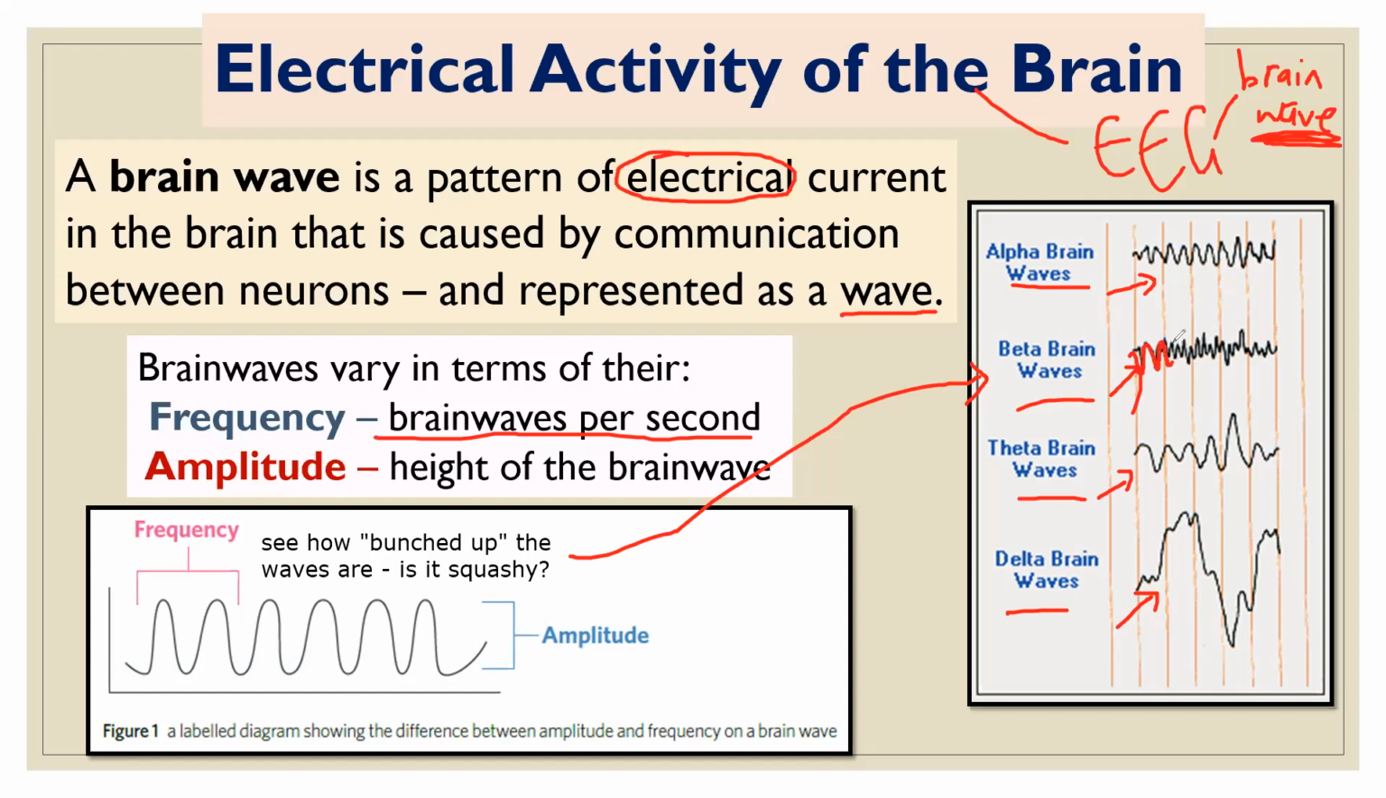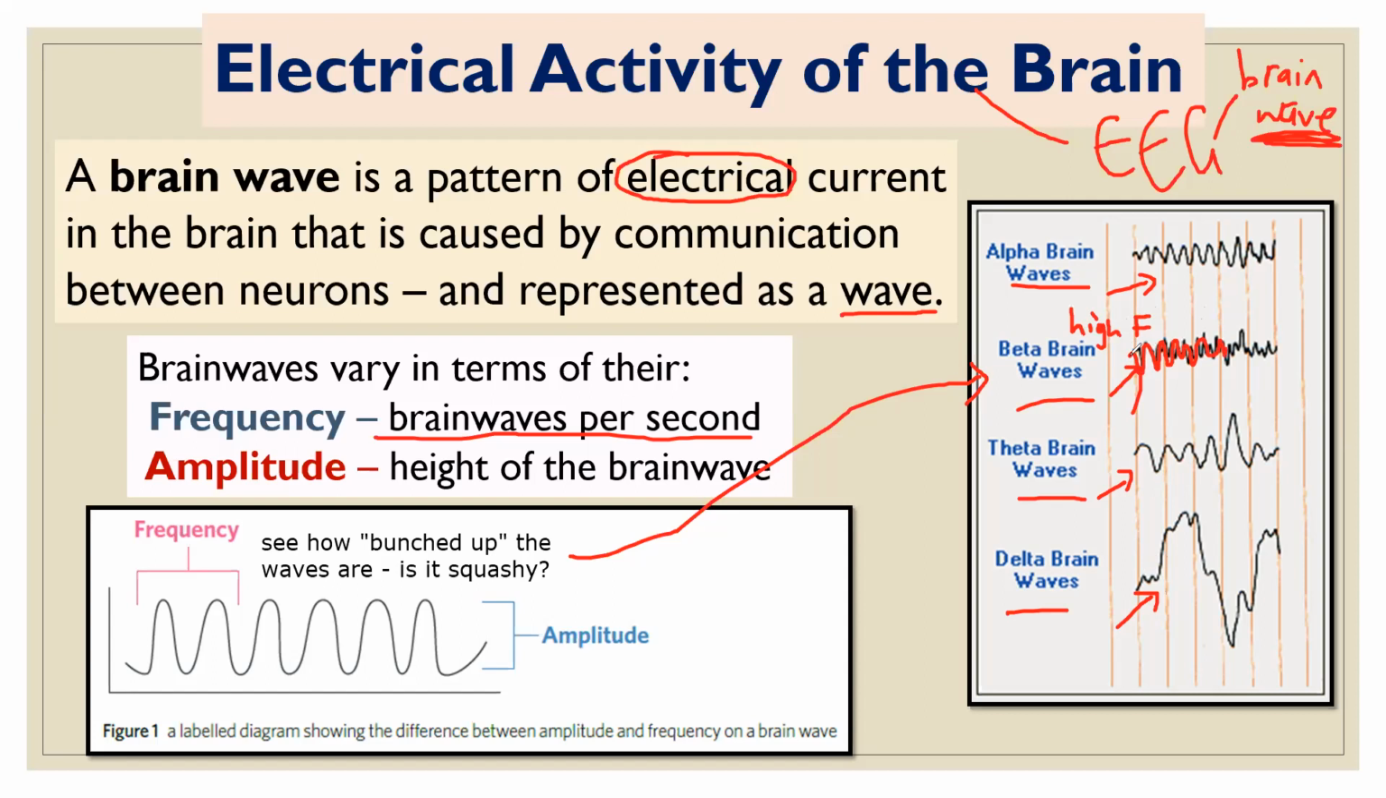If I just outline over that, it's really squashed up, compared to this, which has a little bit more gaps in between, so it's not as squashed up. So beta has a high frequency because there are more brainwaves per second, and you can see that because the waves look a little bit more bunched up, or a little bit more squashed together.